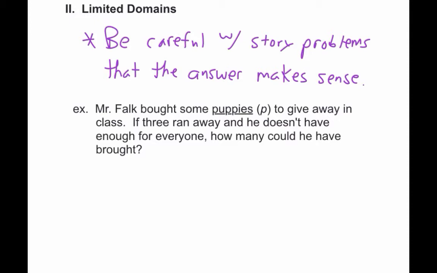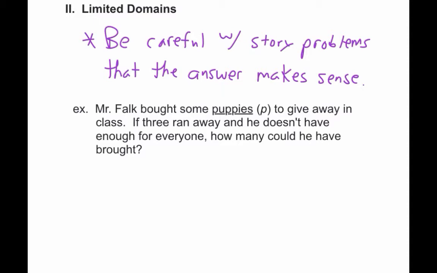Okay, so here's my example. I wouldn't write the whole thing. I would just write puppies, and then you could do the little p in parentheses if you wanted to. You could say, p is going to stand for a certain number of puppies. Mr. Falk bought some puppies to give away in class. Aww. That'd make me maybe loved by some students and hated by some parents. But okay, if 3 ran away and he doesn't have enough for everyone, how many could he have brought? So I wouldn't write this whole thing. You're just going to know that P stands for puppies.